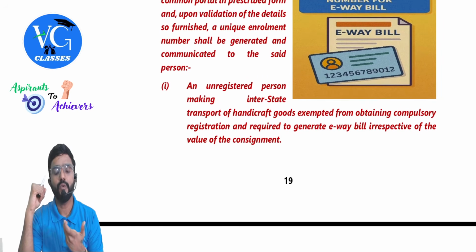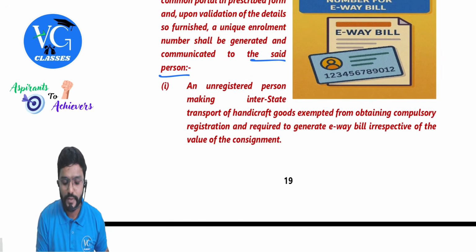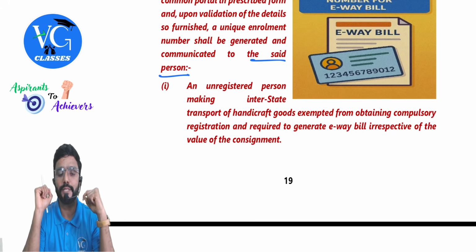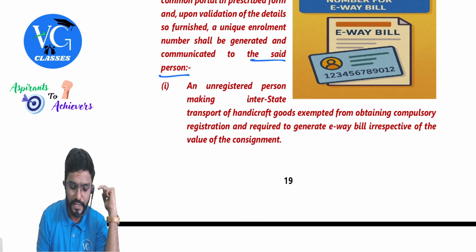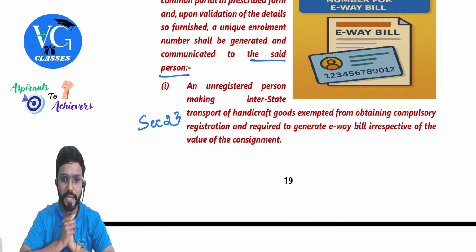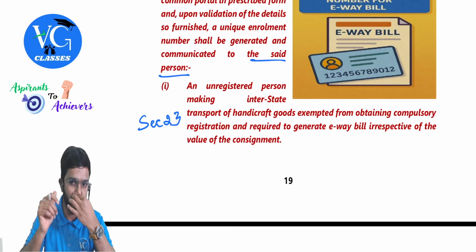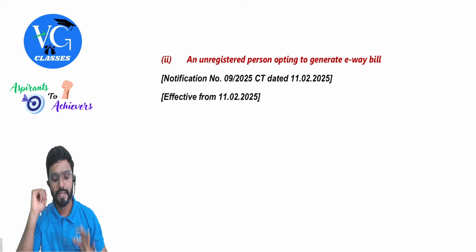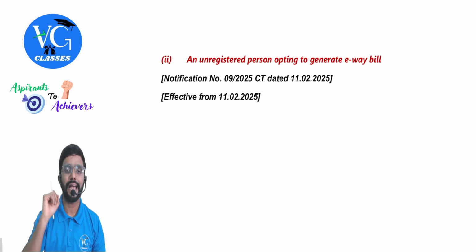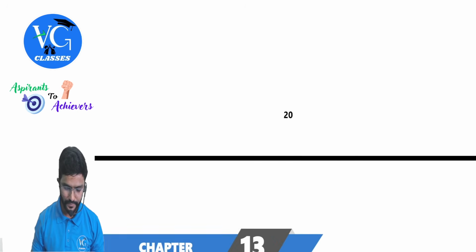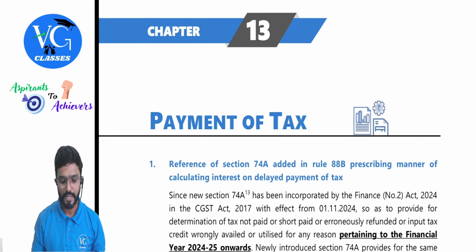An unregistered person, who are those? Okay, the said person means who? There are two categories of people here. An unregistered person making interstate transport of handicraft goods exempted from obtaining compulsory registration. Where, sir? In section 23. Exemption from registration for them is given in section 23. And required to generate e-way bill irrespective of the value of the consignment. The second person is an unregistered person opting to generate an e-way bill, guys. Got it? Yes. So let us move towards the next one, guys.